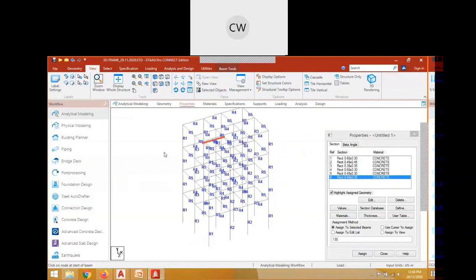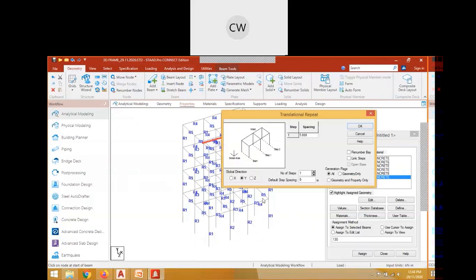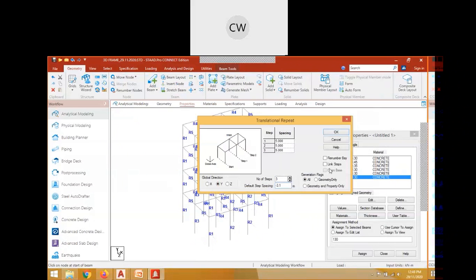This need not be linked, I want just replication. So go for translational repeat. Here I will select y direction, and this is negative y, so the step spacing will be minus. So 1, 2, 3 steps I want. So it is 1, 2, 3, and for all steps I want the spacing, either you can put the spacing here as minus 3.1.